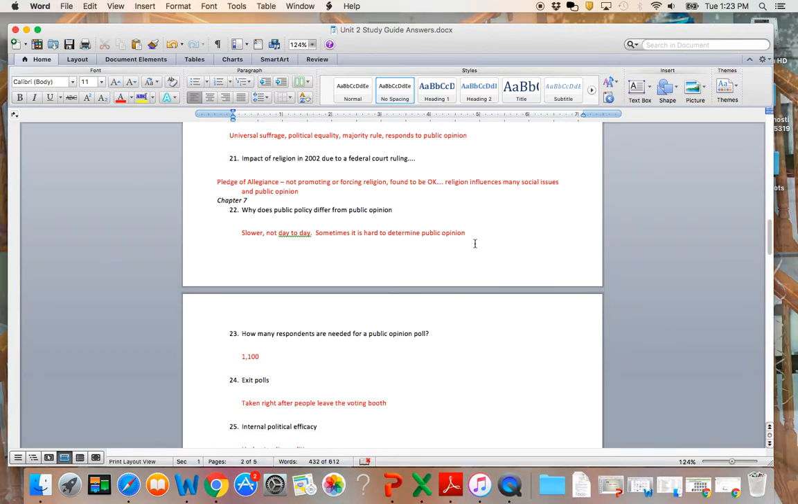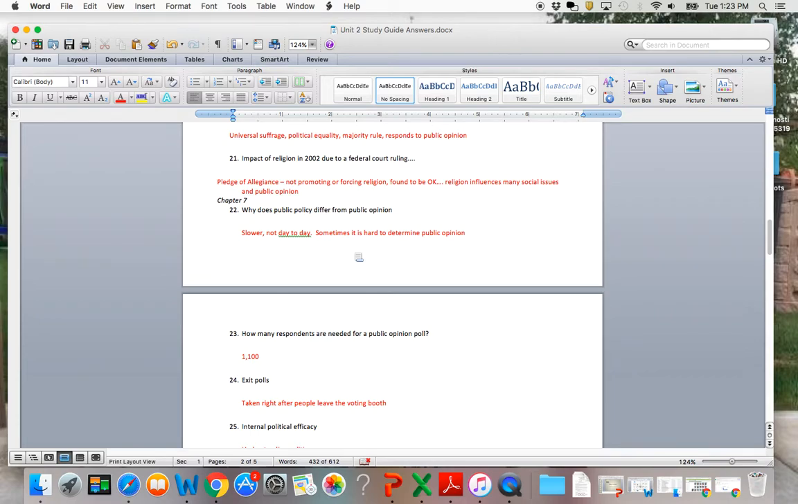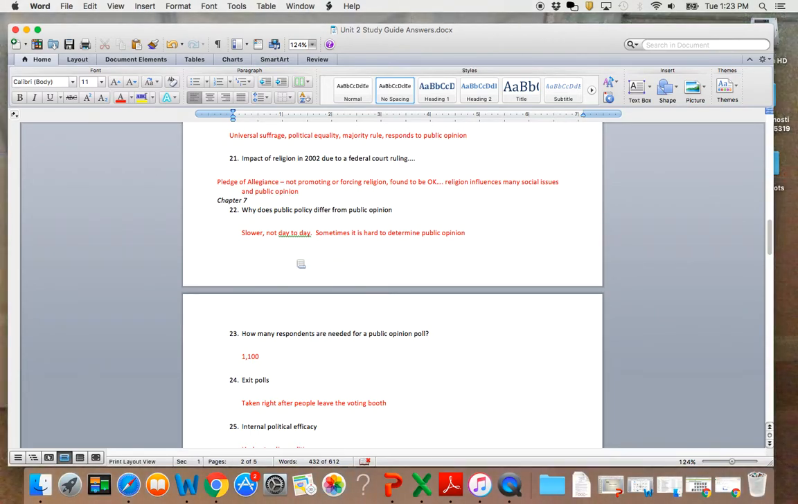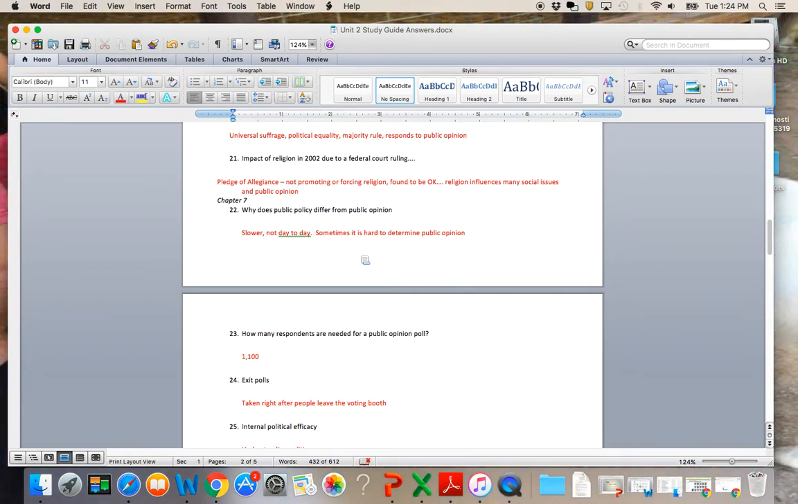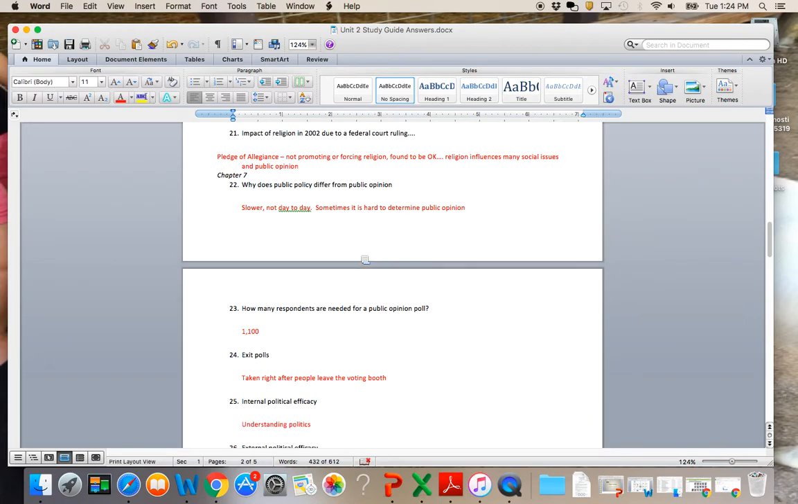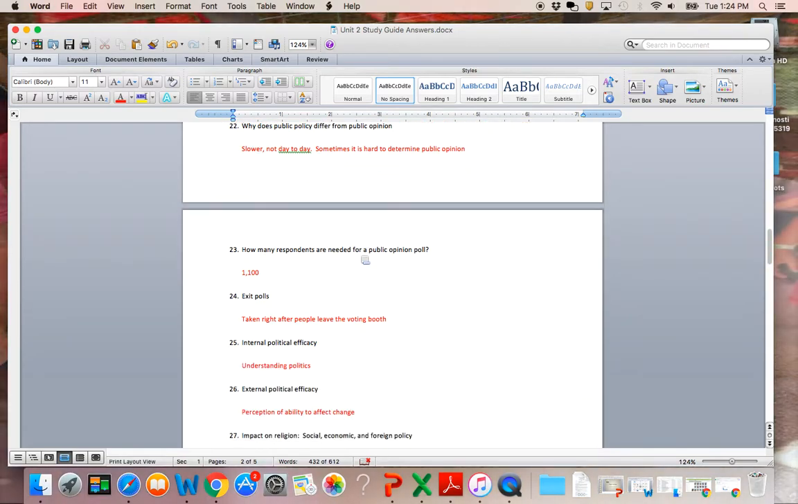Public policy is different than public opinion. Public policy is what is implemented by our Congress people and representatives, and it's much slower. There's a longer process to get the legislation and those things passed compared to public opinion, which is day-to-day, quick. Sometimes it is also hard to determine what public opinion is on a certain issue.